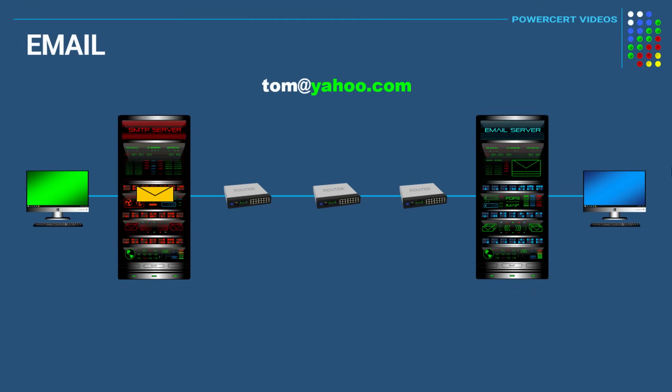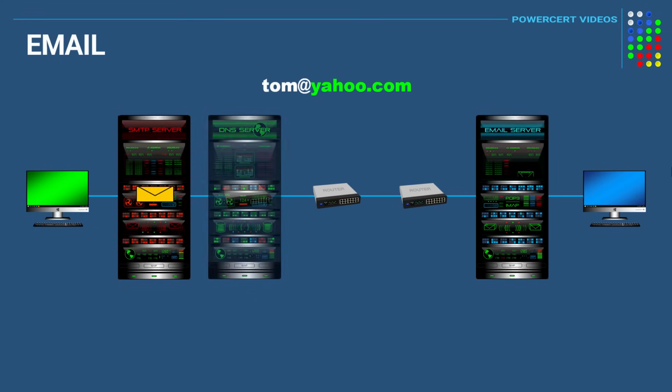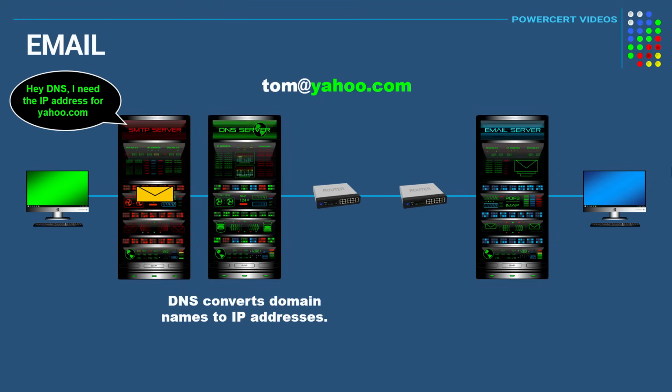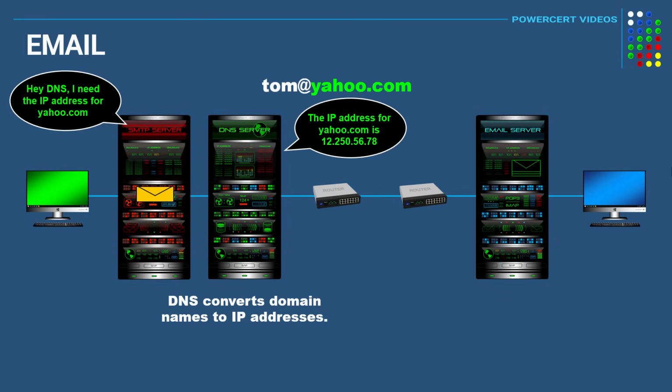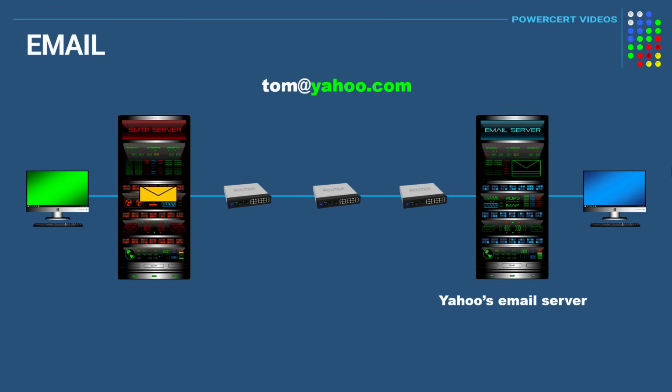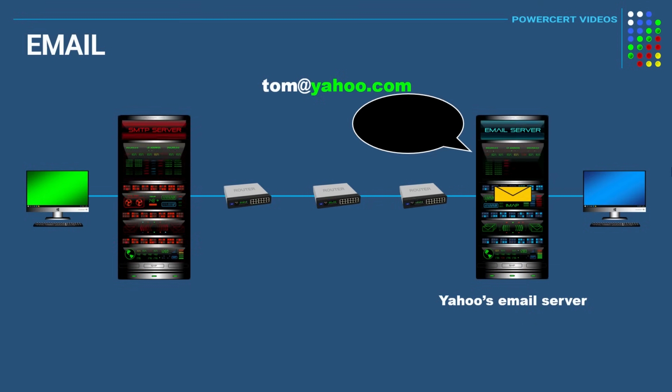In order to convert yahoo.com into a number, the SMTP server will ask another server, called a DNS server, to resolve yahoo.com into an IP address, because that's what a DNS server does. It converts domain names into an IP address. Once it has the IP address, it can locate the email server for yahoo.com and start a connection. After the connection has been established, our email is broken up into smaller pieces called packets and then travels over the internet. As it's traveling, it will go through several routers until it reaches Yahoo's email server. Then it's going to perform some security checks to make sure there are no viruses or spam in the email, and once that is complete, it will place the email in Tom's mailbox.